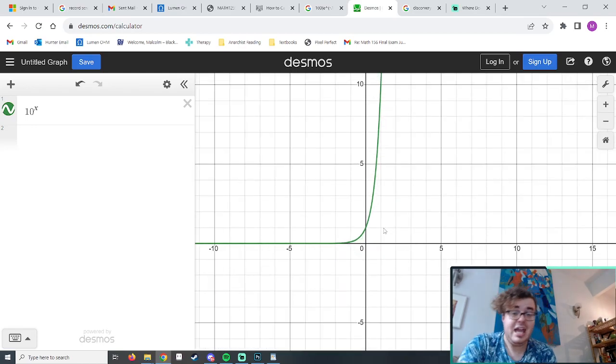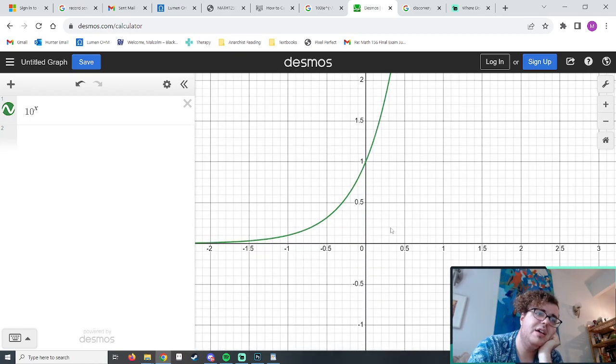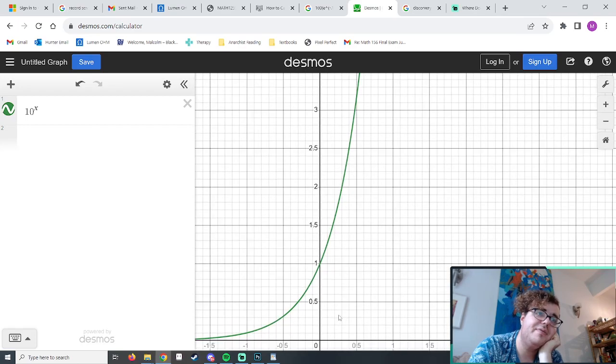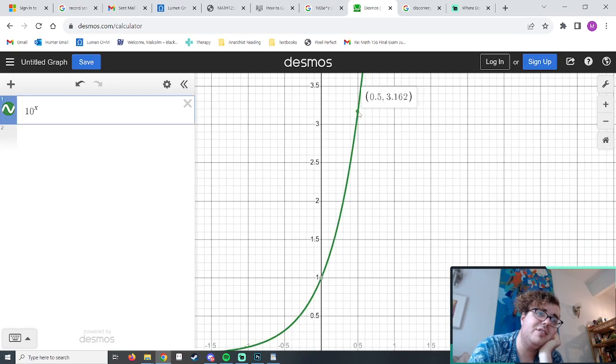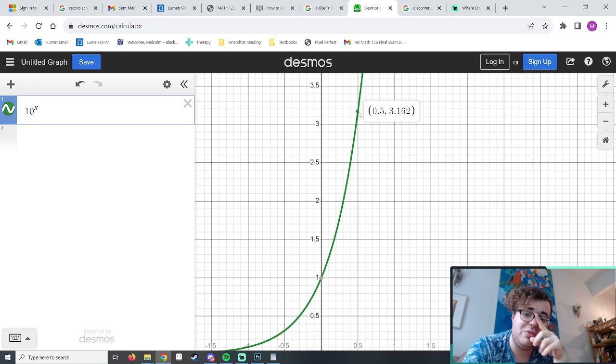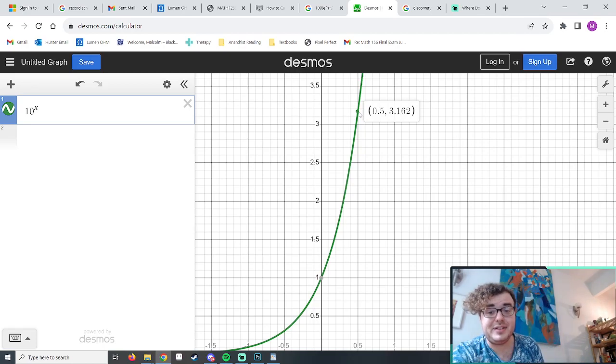Now, being able to graph something like this on a computer implies some interesting things, right? Because while it's easy for us to calculate points like 1, 10, 2, 100, 3, 1,000, how does the computer know what to do when I plug in 0.5? It seems to have an answer: 3.162. That means 10 to the 0.5 power equals 3.162. That's the same as saying the square root of 10 is approximately 3.162, which is almost definitely rounded.